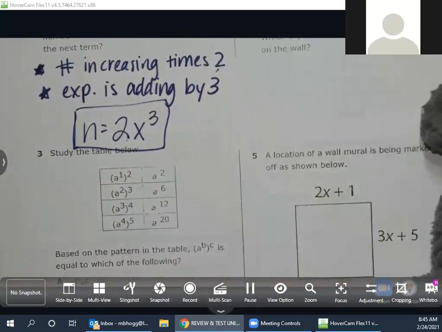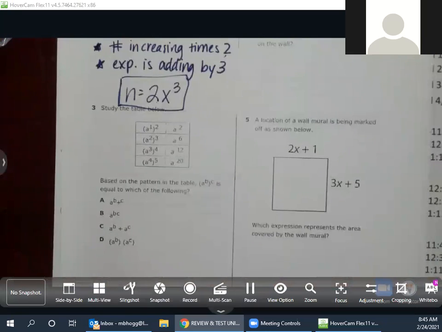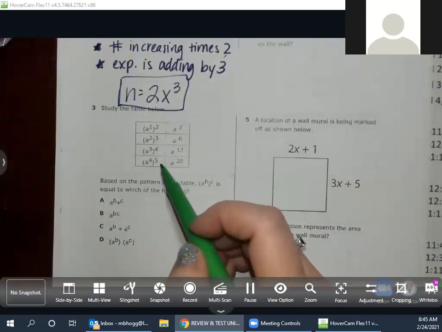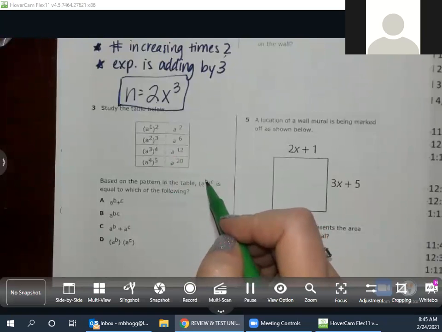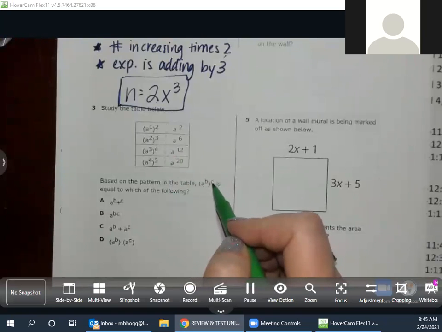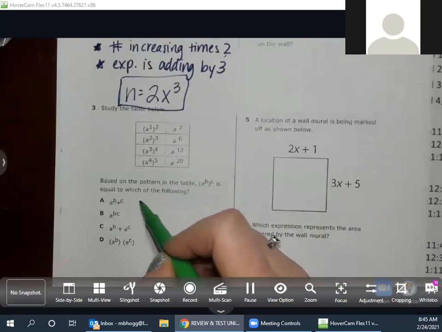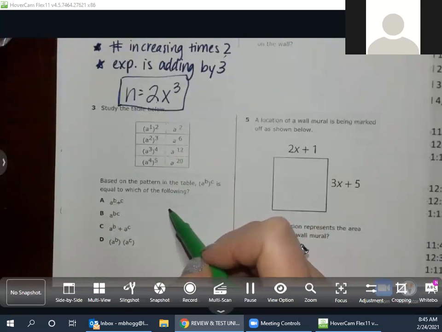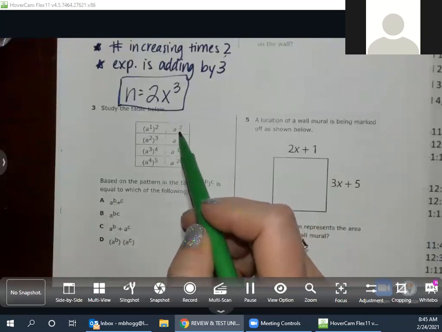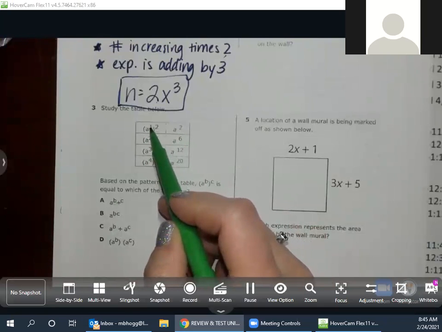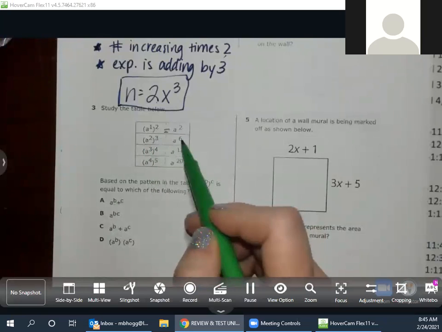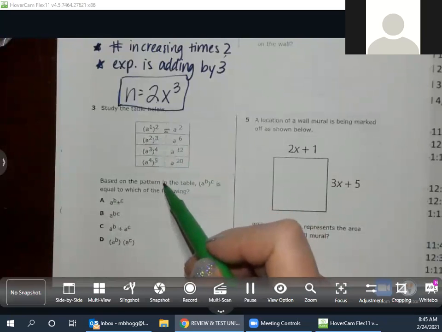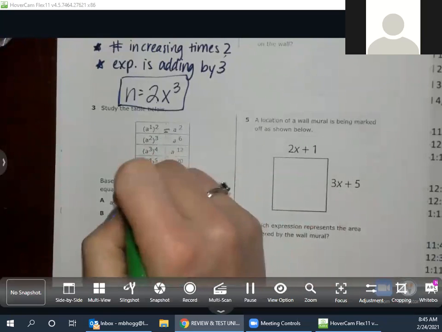All right, let's go to number 3. On number 3, it says, study the table below. Based on the pattern of the table, a with the exponent to another power is equal to which of the following? Okay, so what is happening here? When it's a to the first to the second power, it's a to the second. When it's a to the second to the 3, it's a to the 6. So what's happening? They're multiplying the exponents.